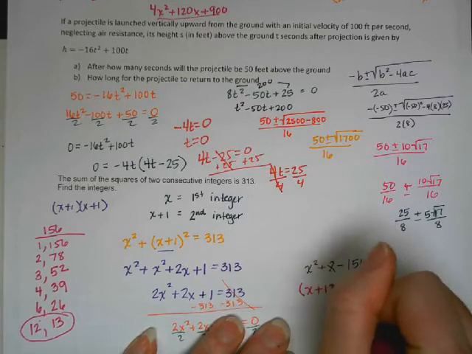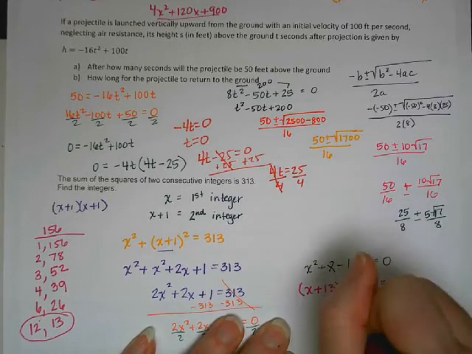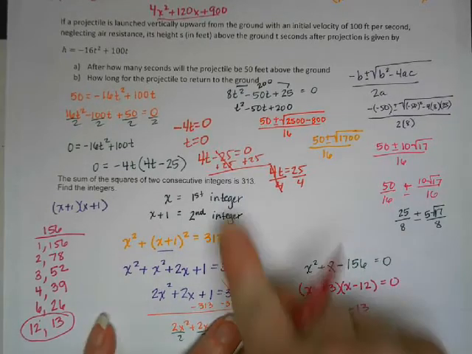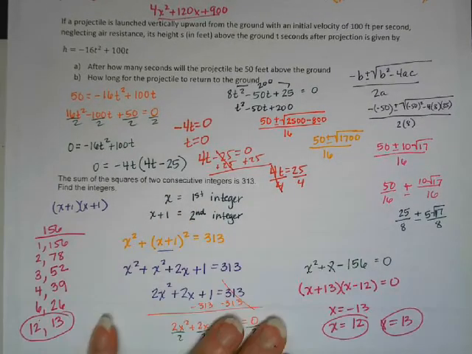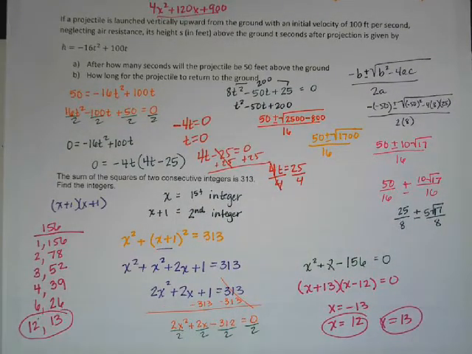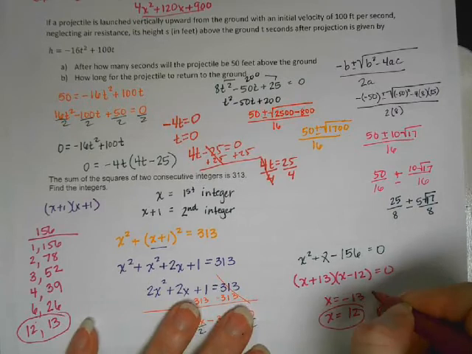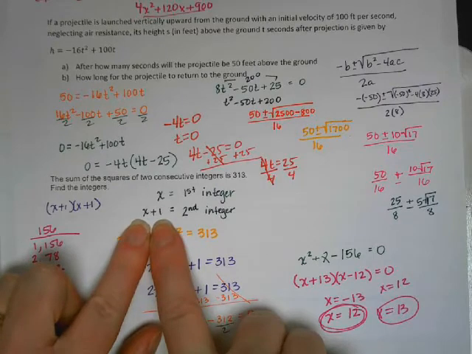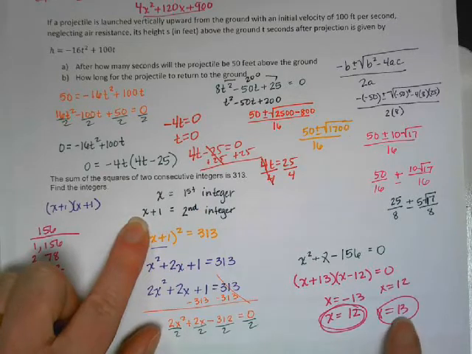So, x plus 13, x minus 12. So x equals negative 13 and x equals positive 12, which means my 2 integers are 12 and 13. One of them came out negative and one came out positive, but for the positive one, x equals 12, I go back up here and do 12 plus 1 to get my second integer. So I'm not taking this 13 from here, I'm taking it from pointing back in there.